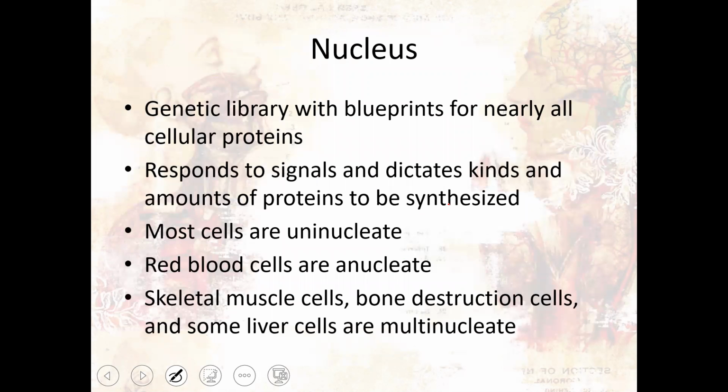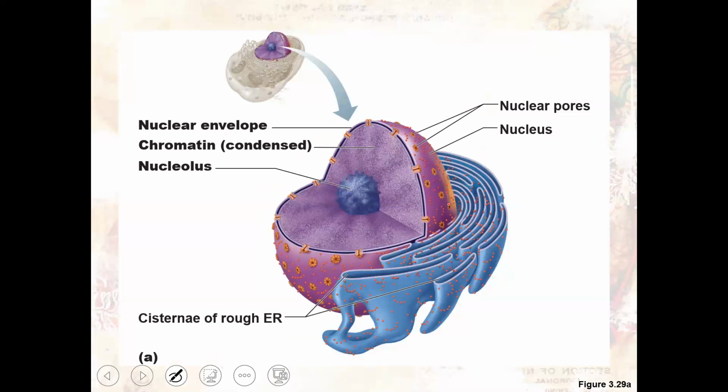The nucleus is where all the genetic material is maintained. DNA, right? RNA. Blueprints for everything. Most cells have at least one nucleus. Red blood cells don't. Skeletal muscle cells, some cells that dissolve bone, some of the liver cells, and even some heart muscle cells might have more than one nucleus.